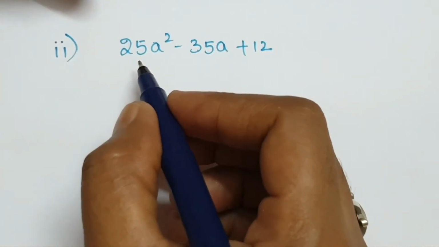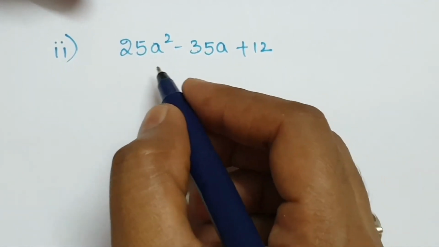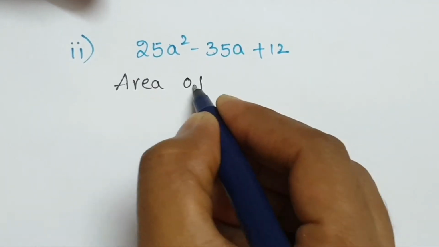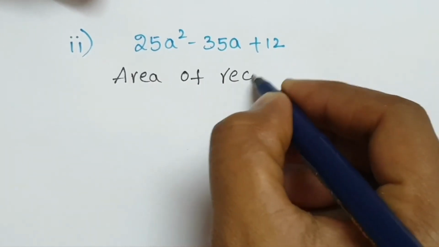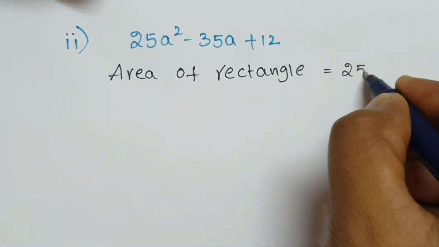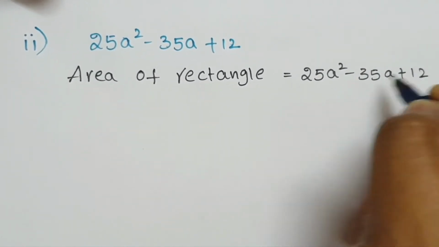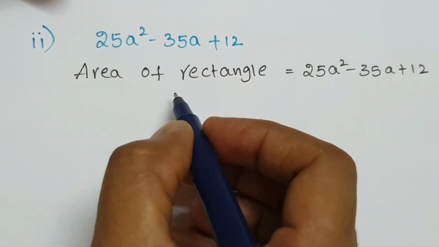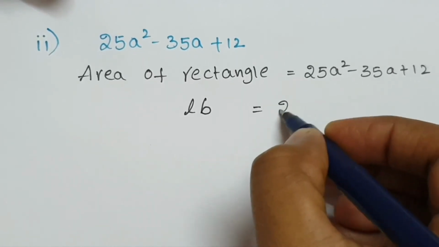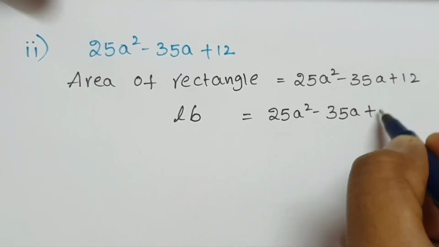Second question: 25a square minus 35a plus 12 is the given area of the rectangle. Find length and breadth. Write the area of the rectangle: area of rectangle equals 25a square minus 35a plus 12. We know that area of a rectangle equals length into breadth. L into B equals 25a square minus 35a plus 12.